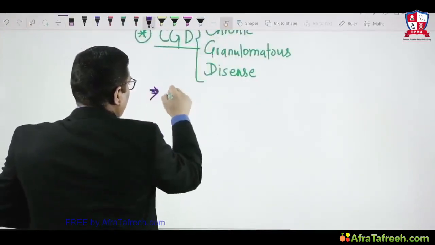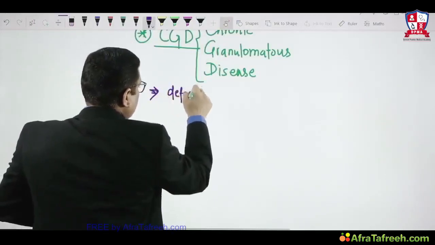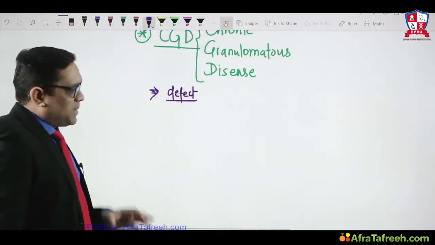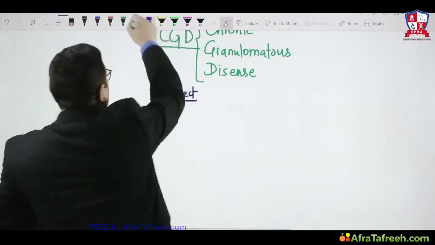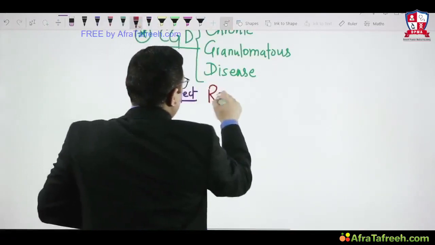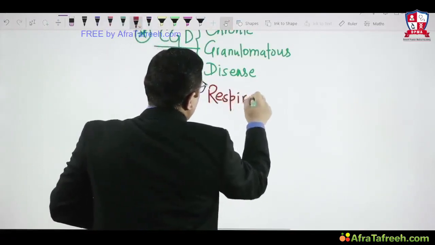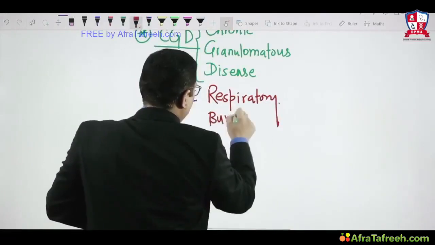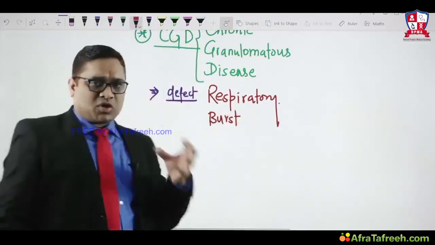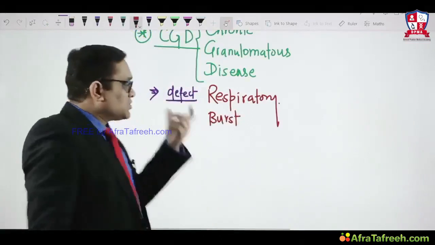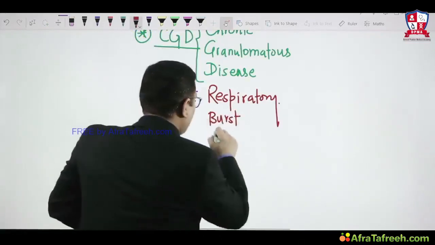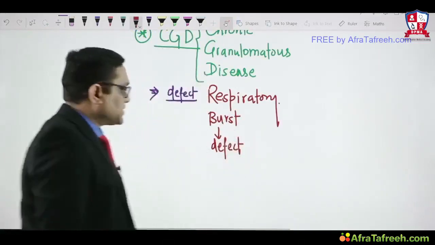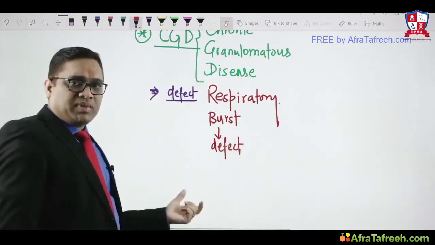In this hereditary disorder, what is the basic defect? The basic defect is the respiratory burst. So what you are going to see is that the respiratory burst is defective. You remember what the respiratory burst is? Just now I have told you. Respiratory burst means rupture of the lysosomal granule. So this rupture of the lysosomal granule will be defective. This is the basic defect in chronic granulomatous disease.